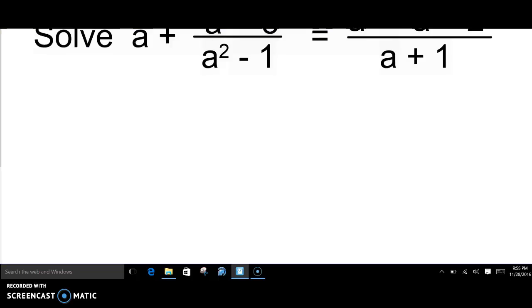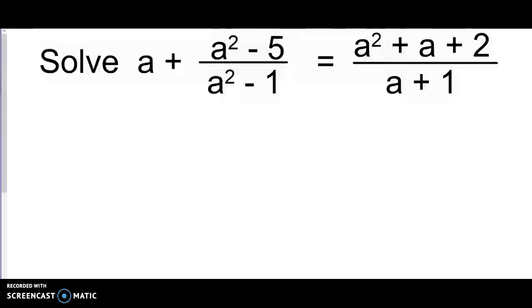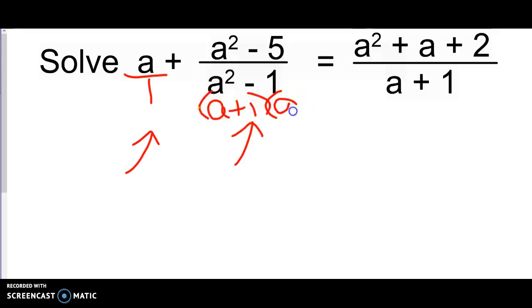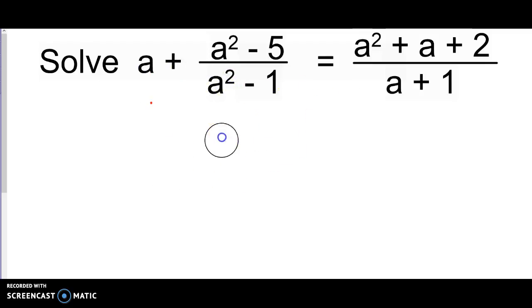Let's go on because I'm trying to beat the clock here. All right, we're going to solve this one. Okay, so this problem looks like it's going to be very complicated, but I have a feeling it's all going to simplify out. So I am going to go with the method of getting the denominators the same. The denominator of this one right here is 1. So what would be the common denominator? Remember, this is a plus 1, a minus 1, and then this a plus 1. So I'm thinking a squared minus 1 is the common denominator.